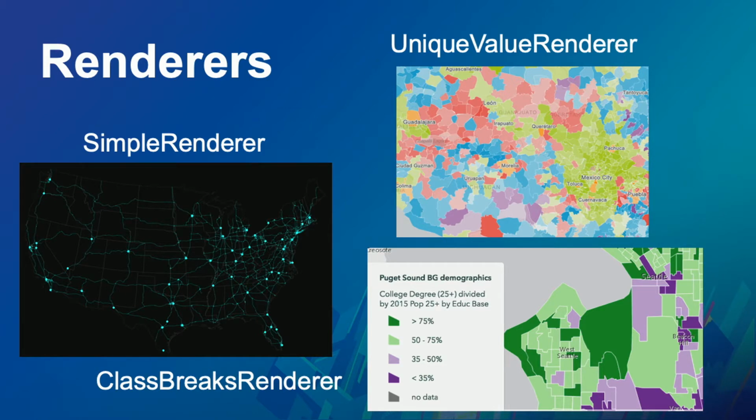there's a simple renderer. So here we're taking a look at just freeways and cities in the US, and there's not really data that's being shown here other than where those things are. And so that's where the simple renderer is all about. It's just give me the same symbol for all these graphics. You just do it once, and then it does it for all your features.